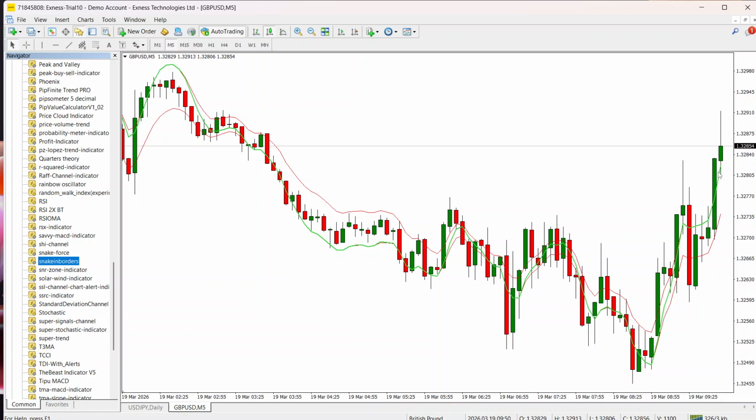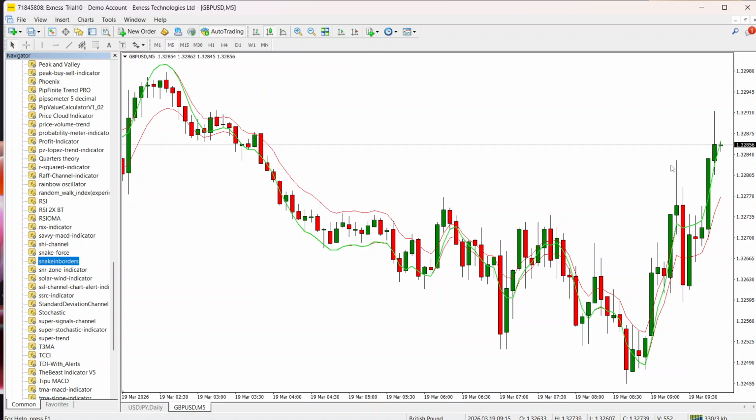This is a visual analytical tool only and does not execute trades. Strong directional moves or news events can cause price to break or ride the borders, creating false expectations if used on its own. Combining it with trend filters, oscillators, and solid risk management can help make better use of the border information.